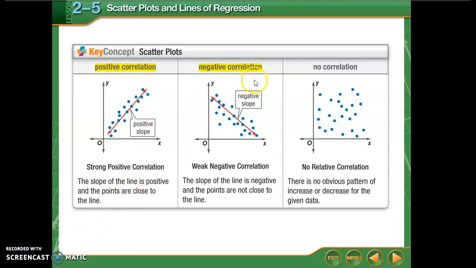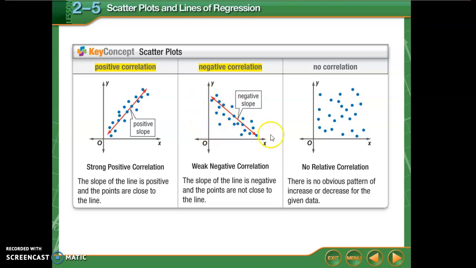Okay, negative correlation. You can also call this one weak negative correlation. The slope of the line is negative and the points are not close to the line. If you look at the points, they are clustered and moving towards the left, opposite to positive. If you draw a line of best fit here, the points more or less surround the line and move towards the left.